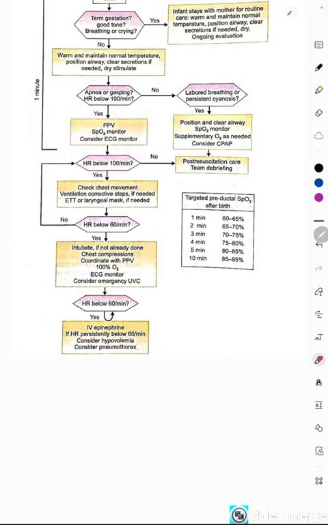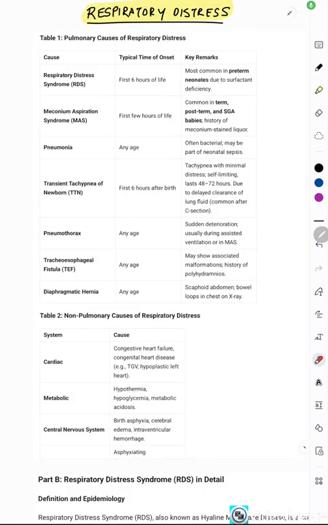So this is all about NRP. The next topic is respiratory distress. There are various causes of respiratory distress. The first is respiratory distress syndrome. It is the most common cause of respiratory distress in preterm neonates, and it is typically found in the first 6 hours of life.